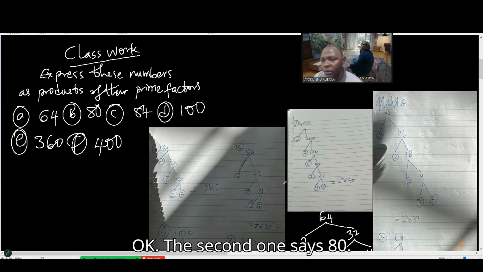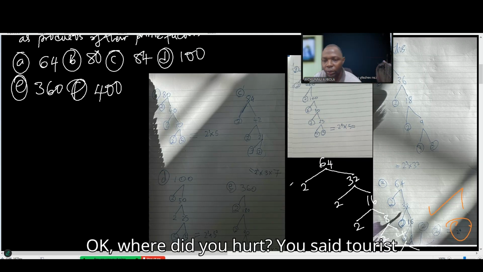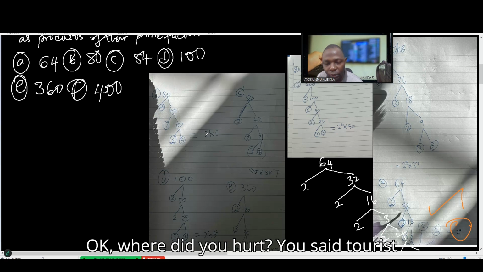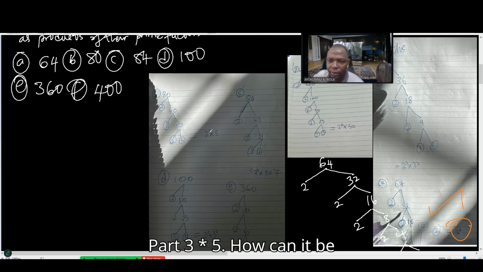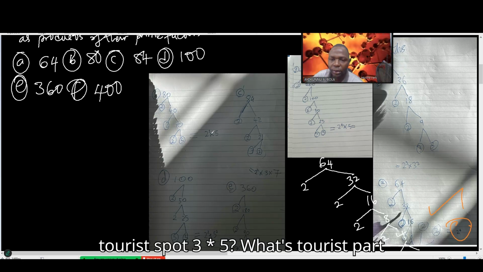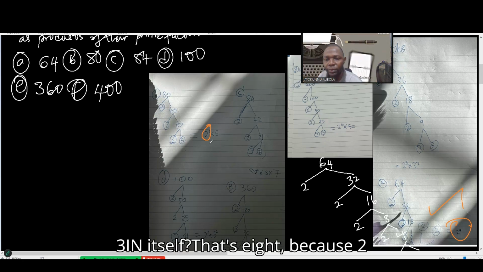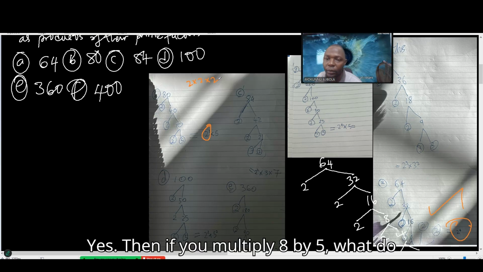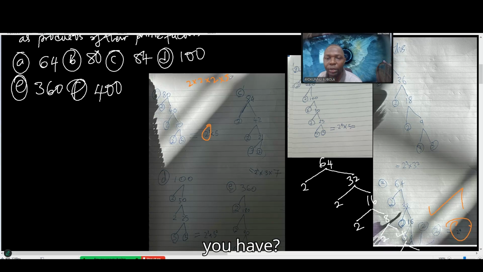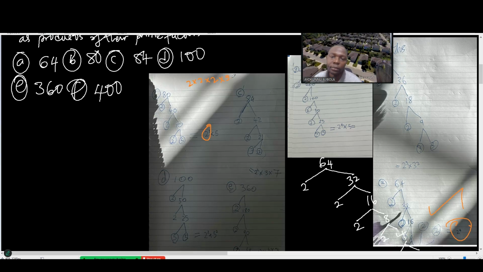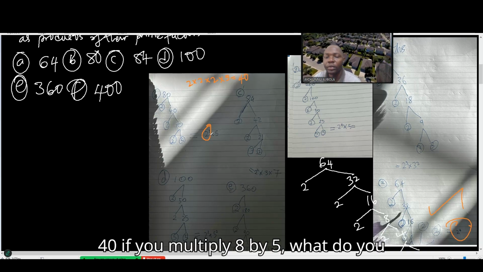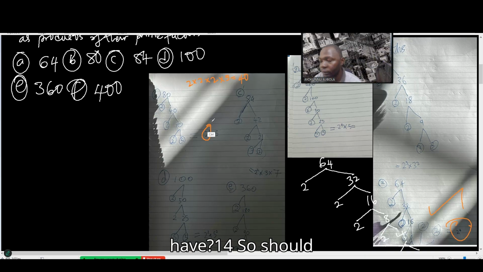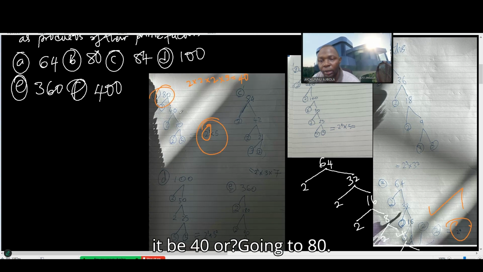Okay, the second one says 80. You said 2 raised to the power 3 times 5. How can it be 2 raised to the power 3 times 5? What's 2 raised to the power 3 in itself? That's 8 because 2 times 2 is 4, 4 times 2 is 8, right? Yes. Then if you multiply 8 by 5, what do you have? 40.